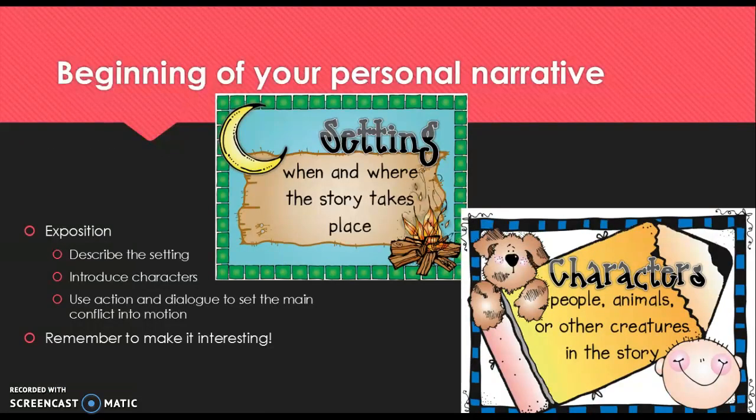So the beginning of your personal narrative will be your exposition. Describe the setting, when and where the story takes place. Introduce characters. It could be people, animals, or other creatures within your story. Who was there? Use action and dialogue to set the main conflict into motion. Remember, make it interesting. You want to keep the reader engaged. You want them to want to know what's going to happen next and what happened to your characters.